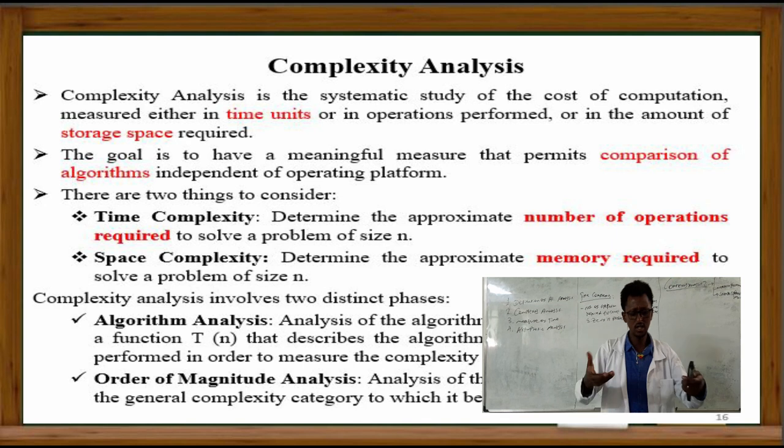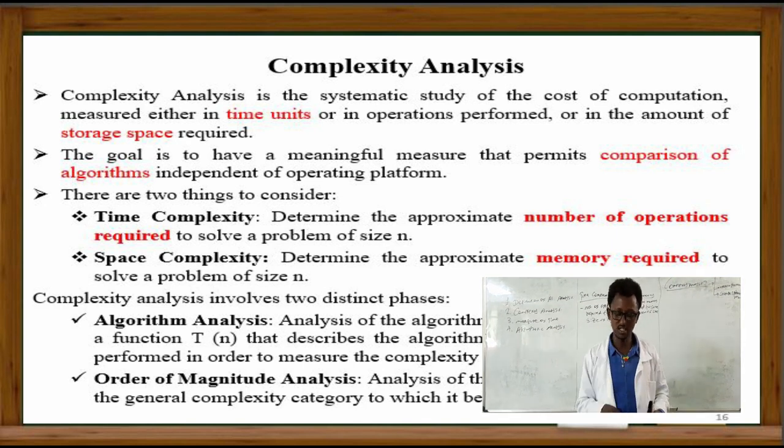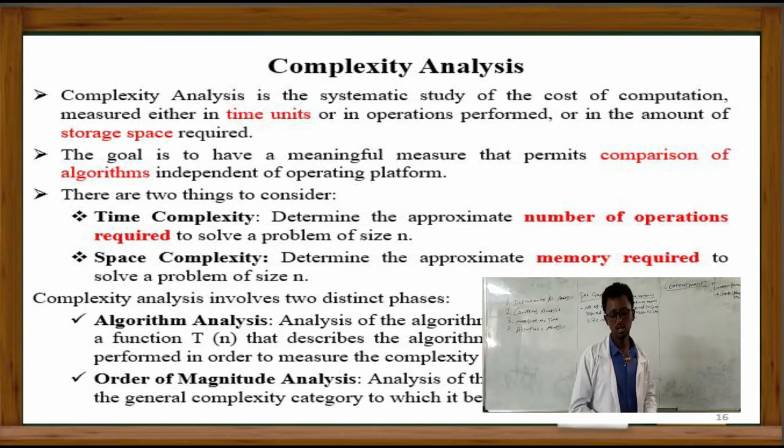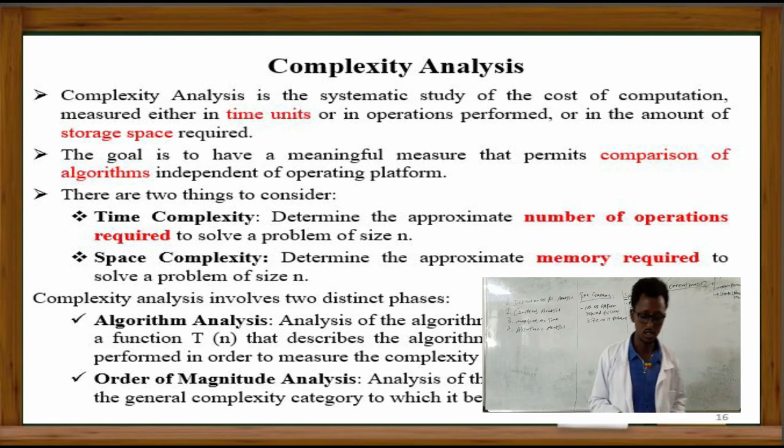Good. The second phase is order of magnitude analysis. What does it mean? Analysis of the function T(n) to determine the general complexity category to which it belongs. These are the two phases we most of the time analyze: algorithm analysis and order of magnitude analysis.